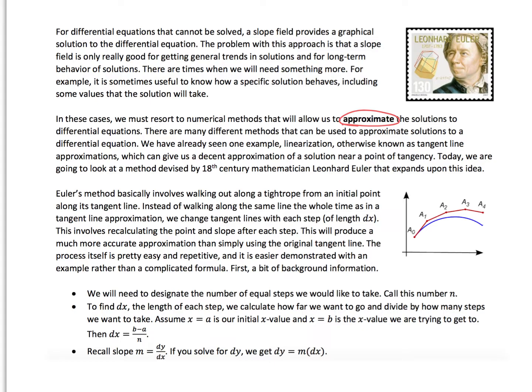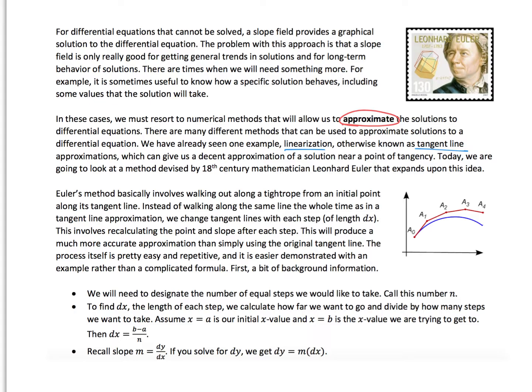We have already seen one example, linearization, otherwise known as tangent line approximations, which can give us a decent approximation of a solution near a point of tangency. Today, we are going to look at a method devised by 18th century mathematician Leonhard Euler that expands upon this idea. All right, Bailey. Okay, I want to say Euler.